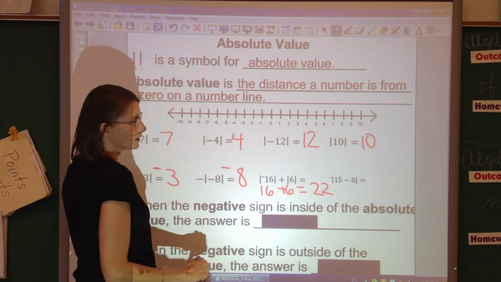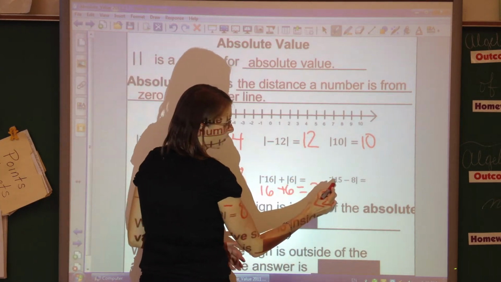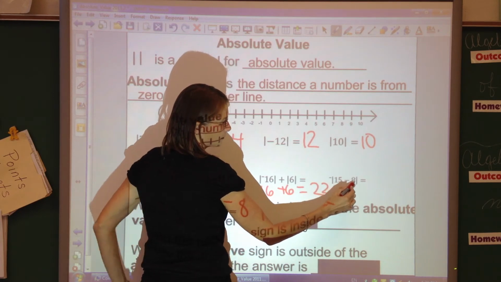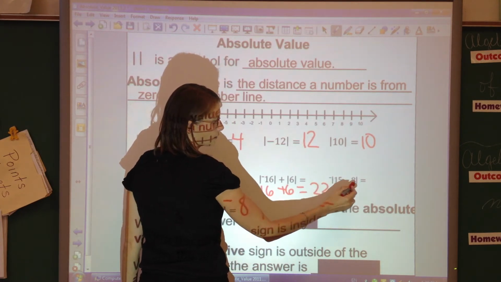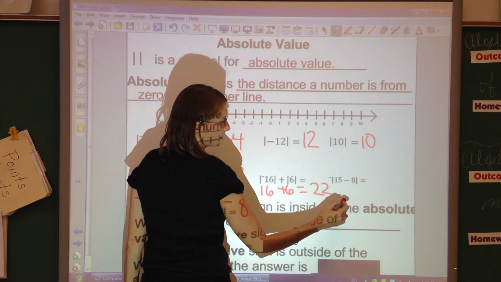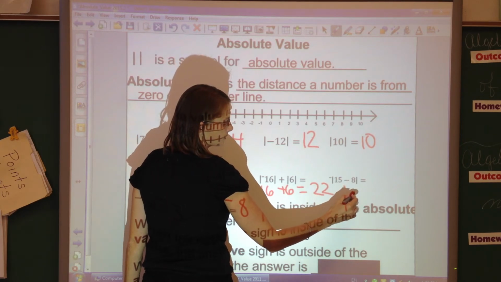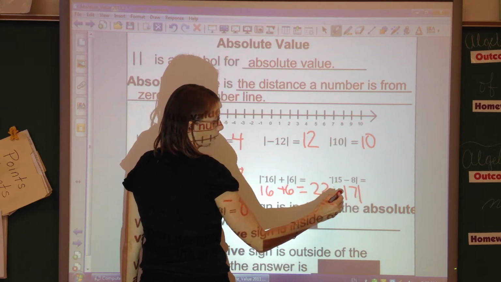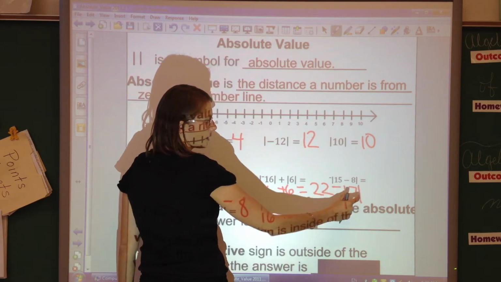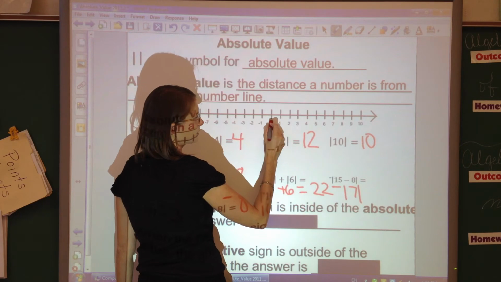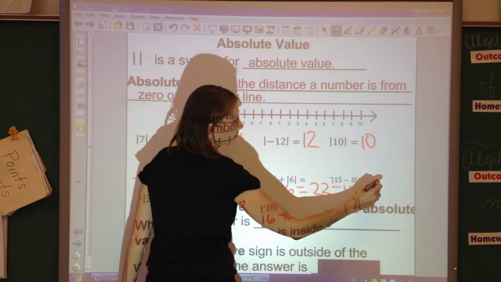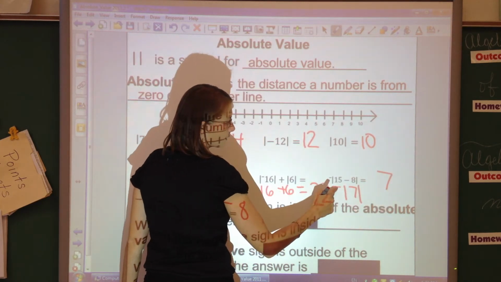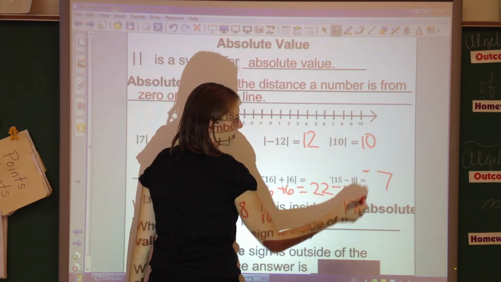Now this next one says negative absolute value of 15 minus 8. So I have to do what's in the absolute value first. 15 minus 8, which is 7. So absolute value of 7, but a negative. And absolute value of 7, how far is 7 from 0? It's 7 hops away, but it wants a negative, so it's -7.